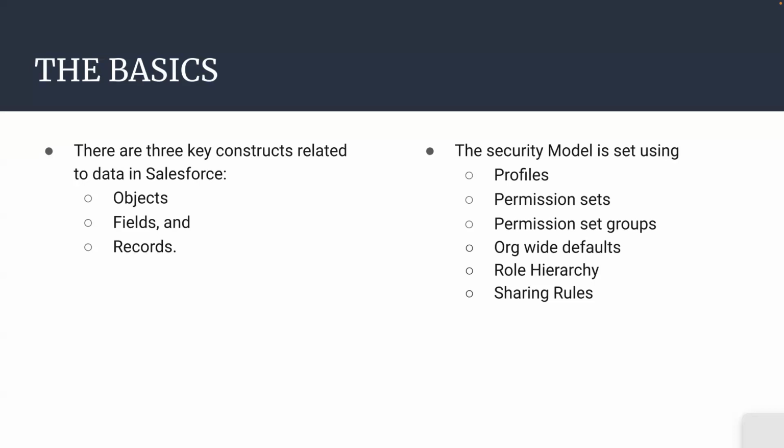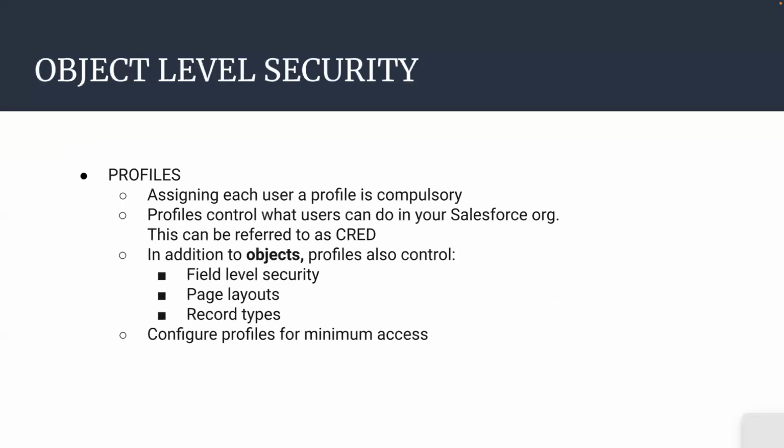So again, different things. One block is profile and permission sets. Another block is org-wide defaults, role hierarchy, and sharing rules. Okay, first one is the object level security. First thing is the profile.